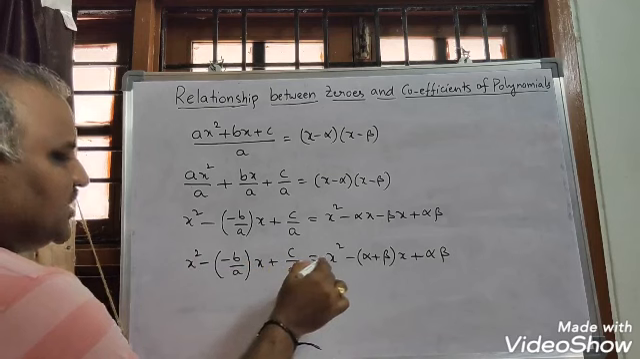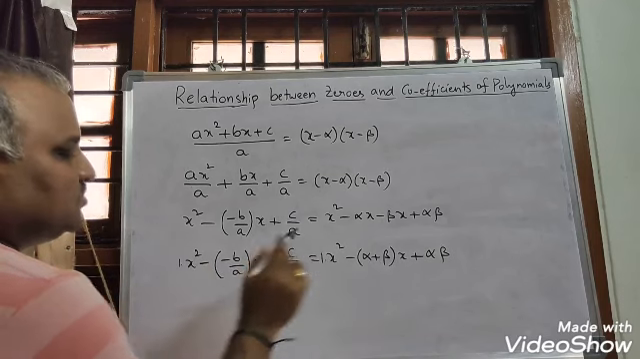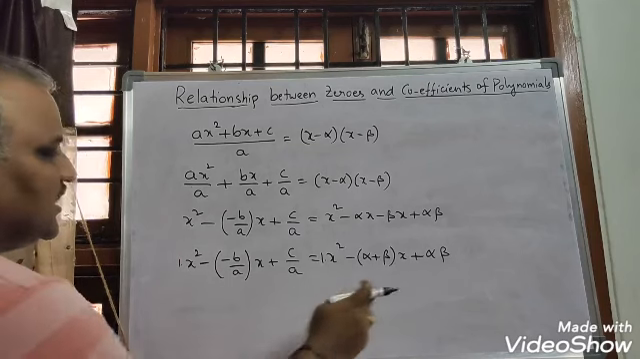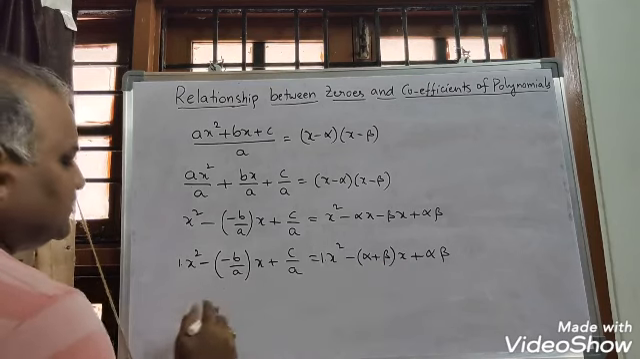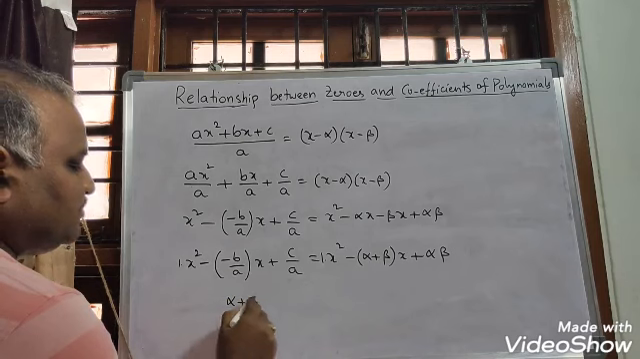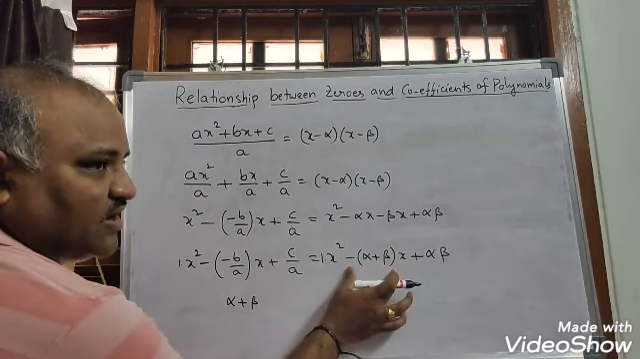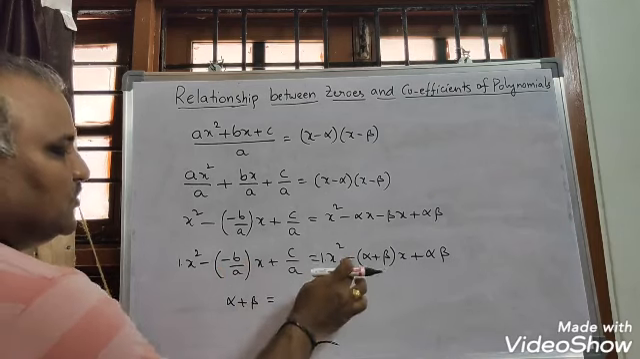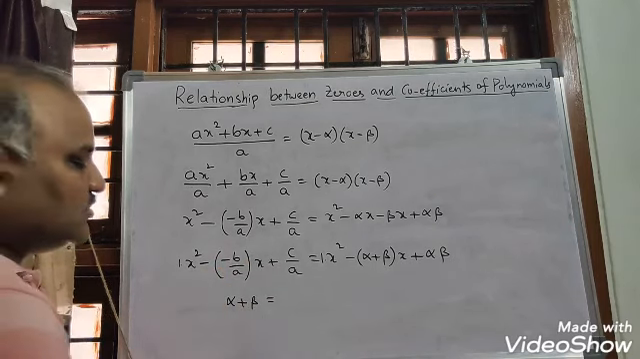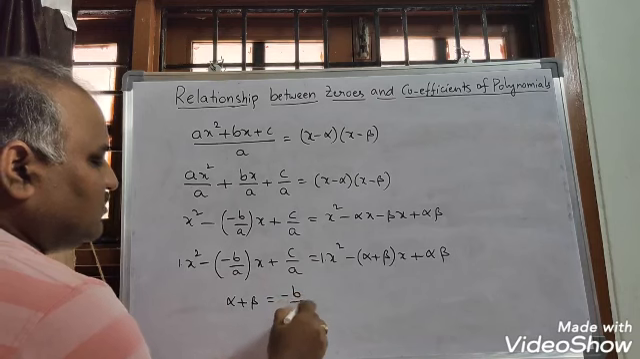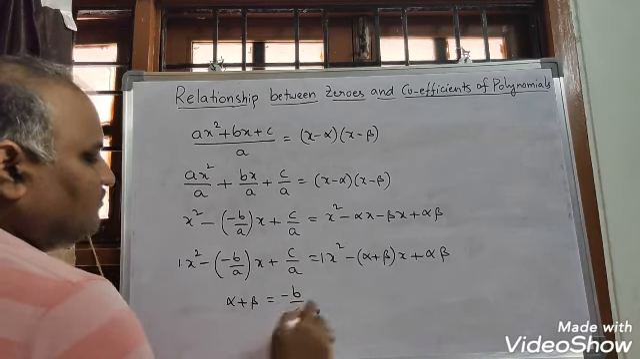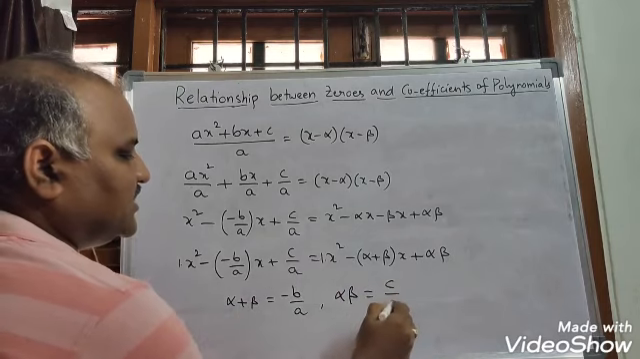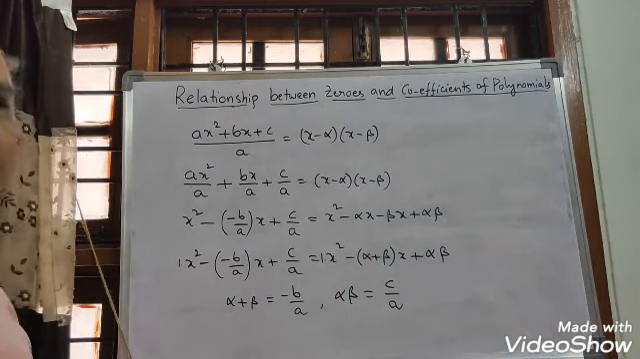the x square coefficient is 1 on both sides, so if we compare, they are the same. Next, the x coefficient: minus of alpha plus beta on one side, and minus of minus b by a on the other. So without the minus, if we consider both, alpha plus beta is equal to minus b by a, and alpha beta, which is the constant term, if you compare, is equal to c by a.